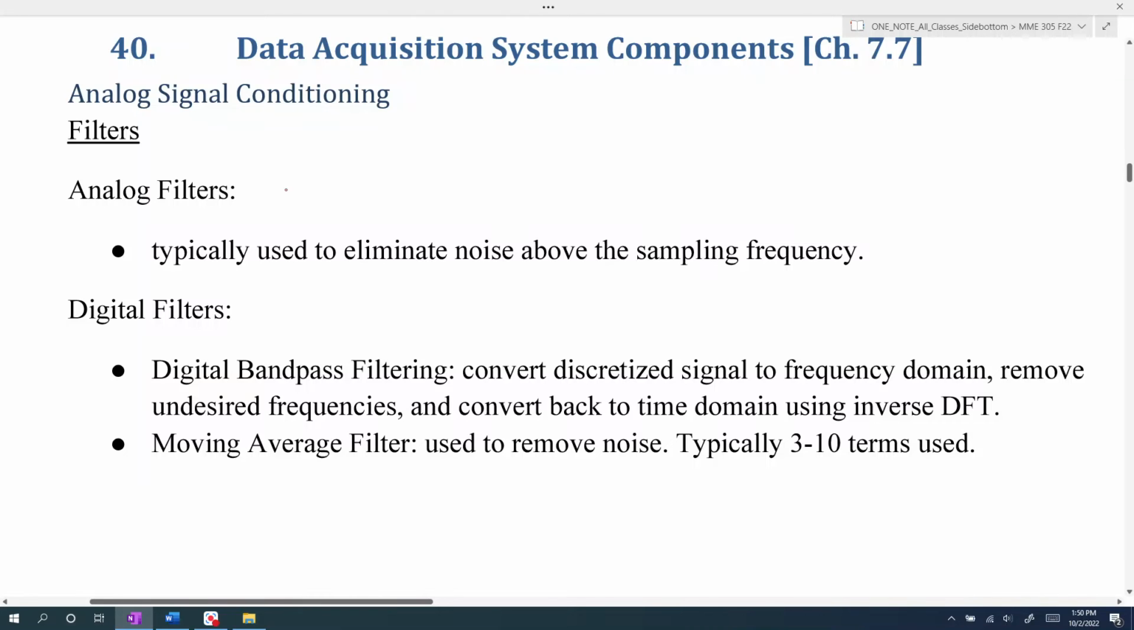So for signal conditioning, there's two ways that we typically look at our data. The first is using analog filters. So these are typically high pass or low pass filters. For analog signals, a lot of times we use low pass filters, and we basically try to filter out any data that's above our sampling rate, right? So we want to eliminate any noise due to aliasing using low pass filters.